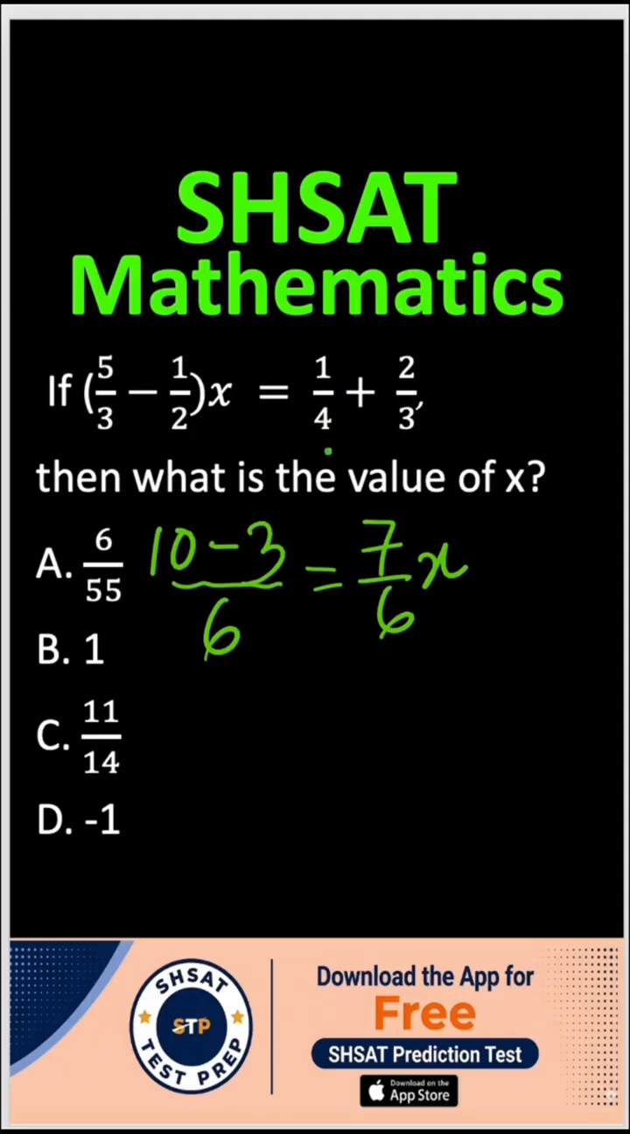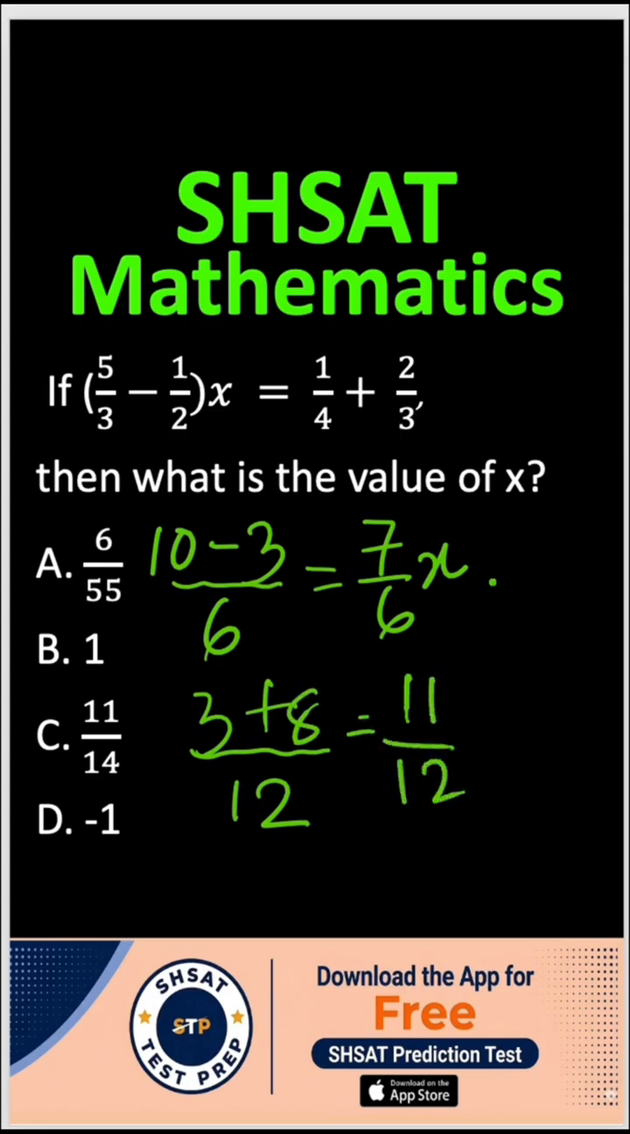And 1 over 4 plus 2 over 3. Now the LCM of 4 and 3 is 12. 12 divided by 4 gives us 3. 3 times 1 gives us 3. 12 divided by 3 gives us 4. 4 times 2 gives us 8. So 3 plus 8 equals 11. So that's 11 over 12.